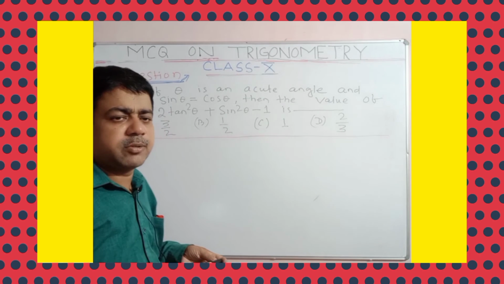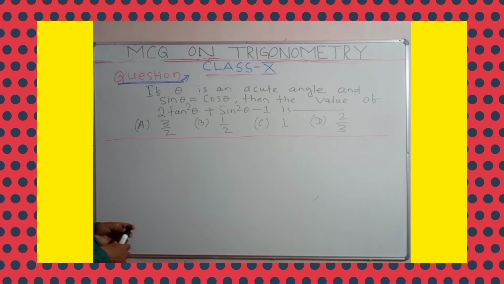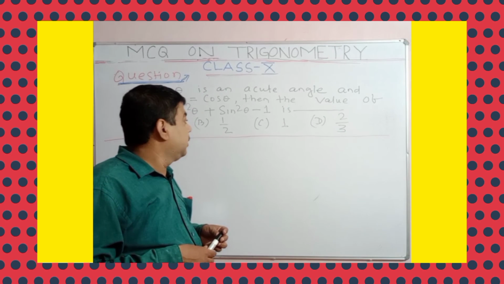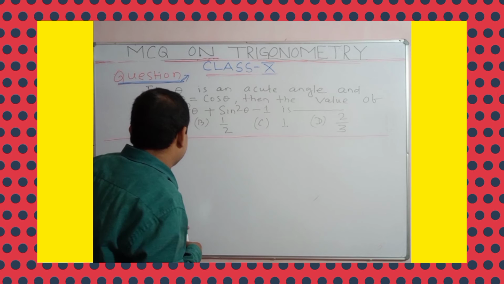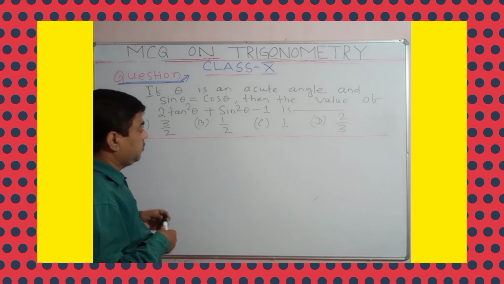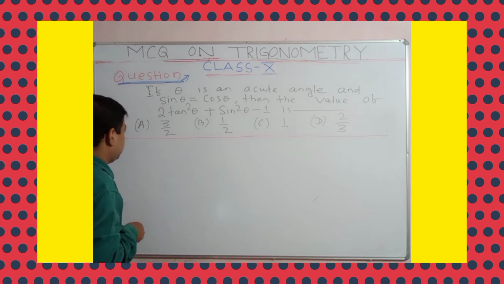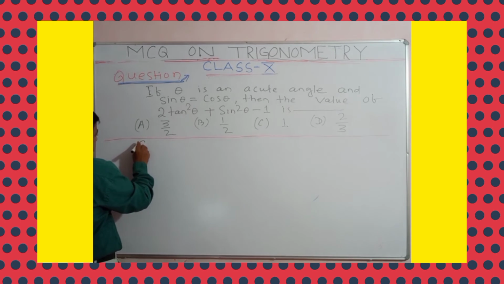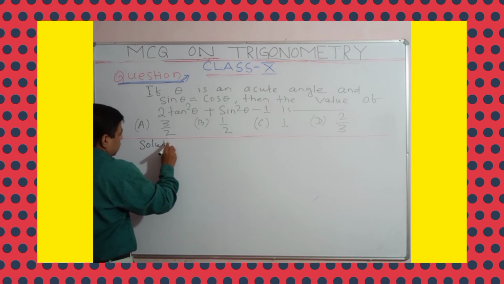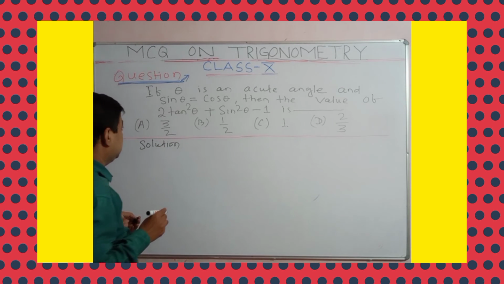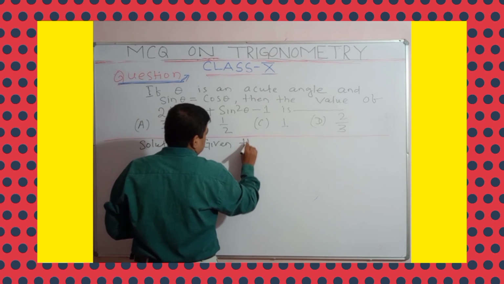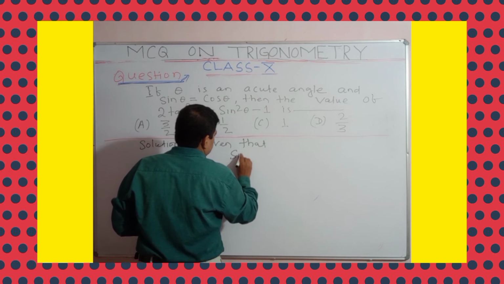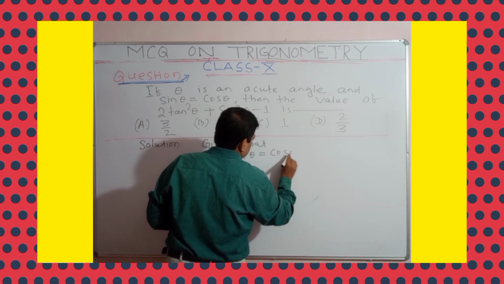Okay, my next question is that if theta is an acute angle and sin theta is equal to cos theta, then the value of 2 tan square theta plus sin square theta minus 1 is: option A 3 upon 2, option B 1 upon 2, option C 1, and option D 2 upon 3. Okay, understand? So theta is an acute angle, and what is given? Sin theta is equal to cos theta. Understand?